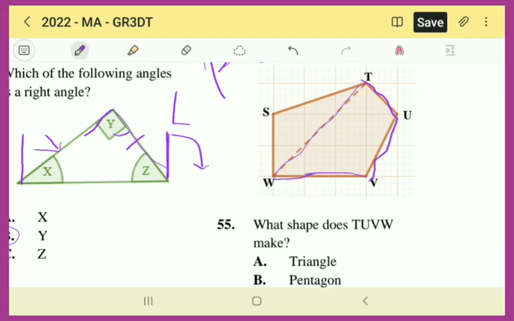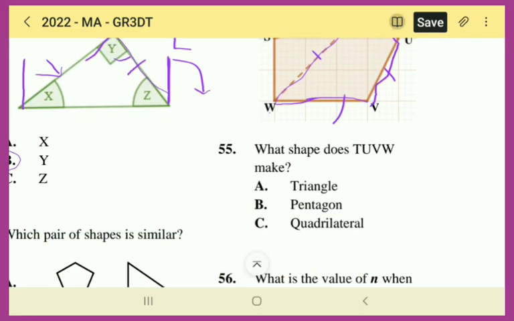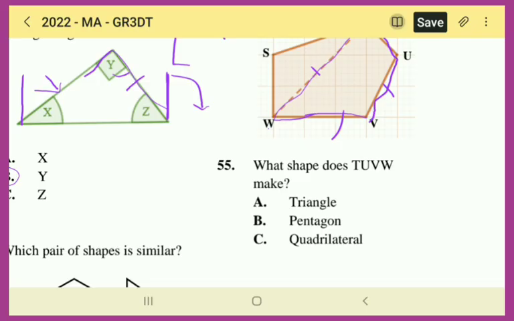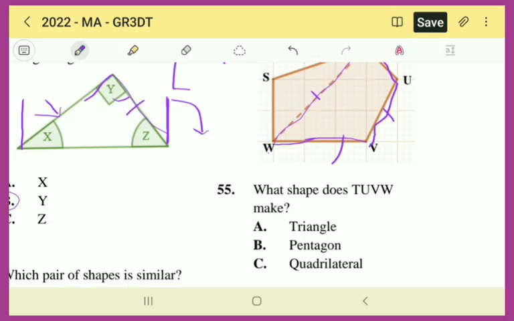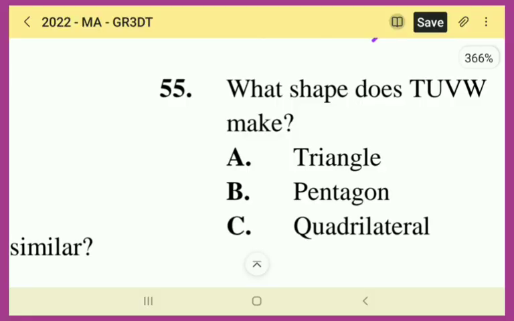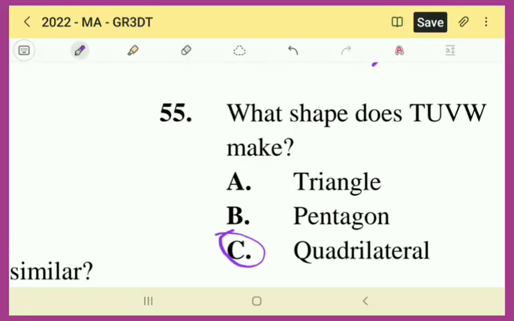Which shape is that? How many sides? 1, 2, 3, 4. Which shape has 4 sides? Remember your polygons? They are named by the number of sides. Triangle has 3 sides. Quadrilateral has 4 sides. So which one is it? How many sides? Good job, 4. So the answer to 55 is C. Good job, guys. Quadrilateral.